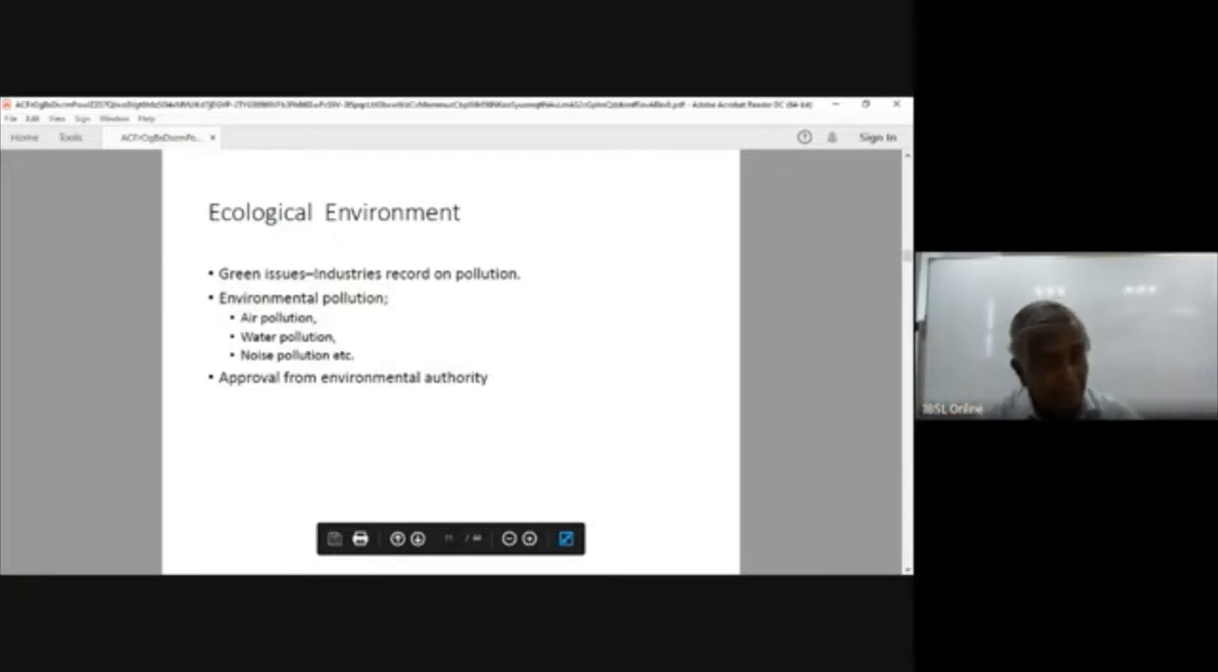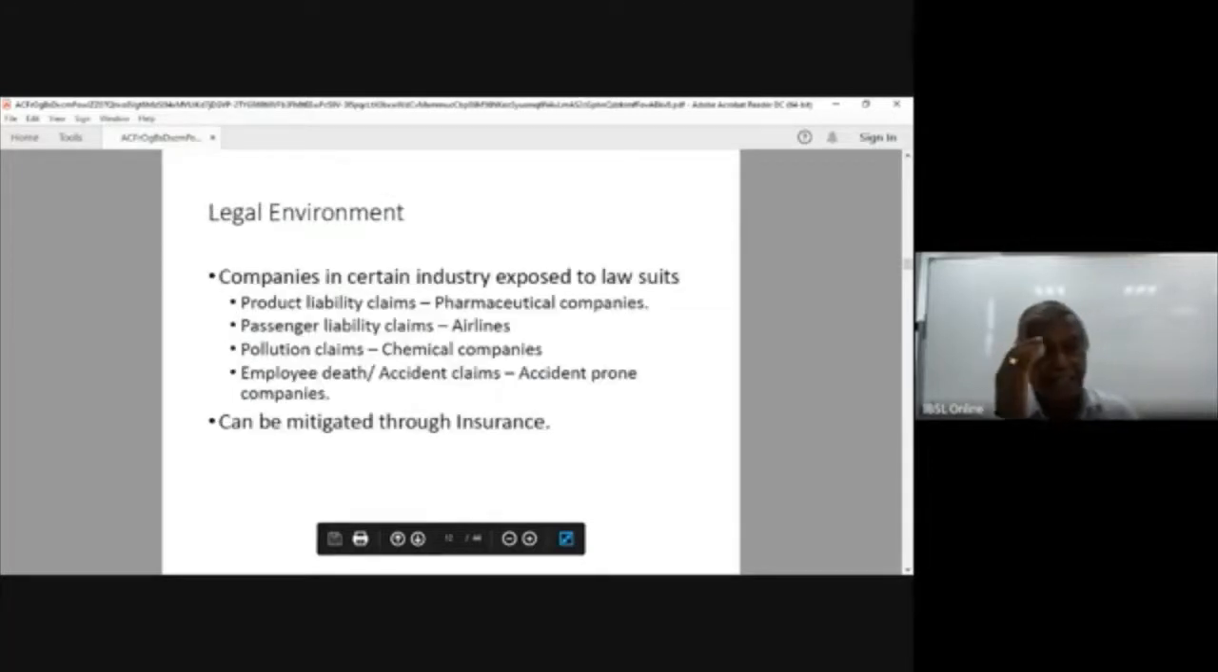So this has happened. So if that same thing had happened in Sri Lanka and you had funded them for their industry, see the condition? So you have to analyze the ecological environment. Legal environment. So then the legal environment.